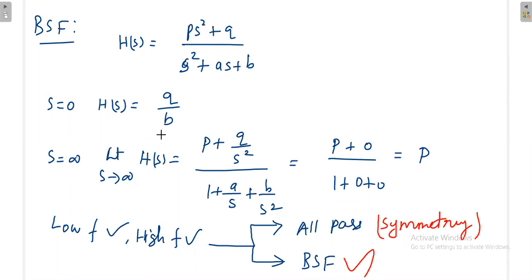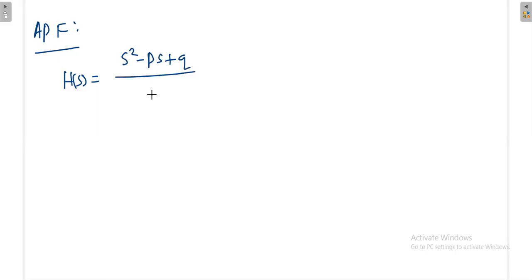So again, what is the all pass filter? Second order all pass filter, where H of s is equal to (s square minus ps plus q) divided by (s square plus as plus b). This is the all pass filter nature. Again, you can write mod H of omega. Once you write mod H of omega, definitely this will be 1.